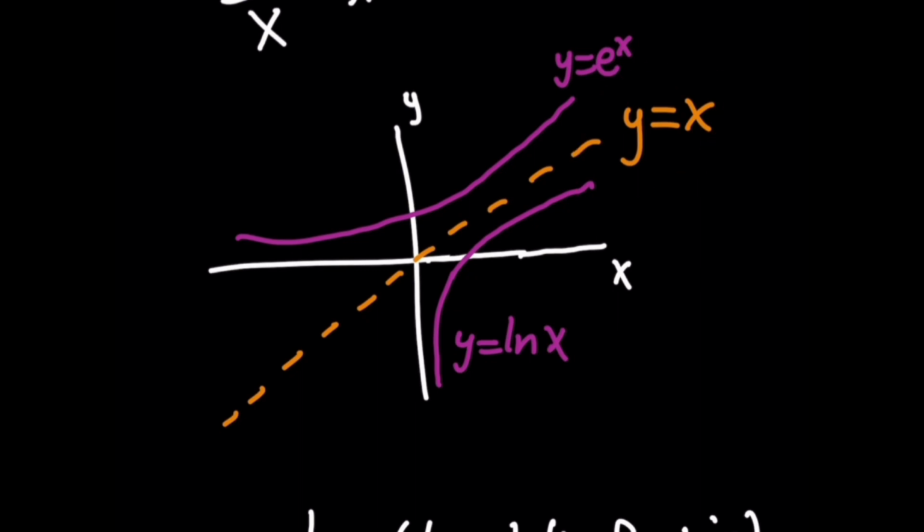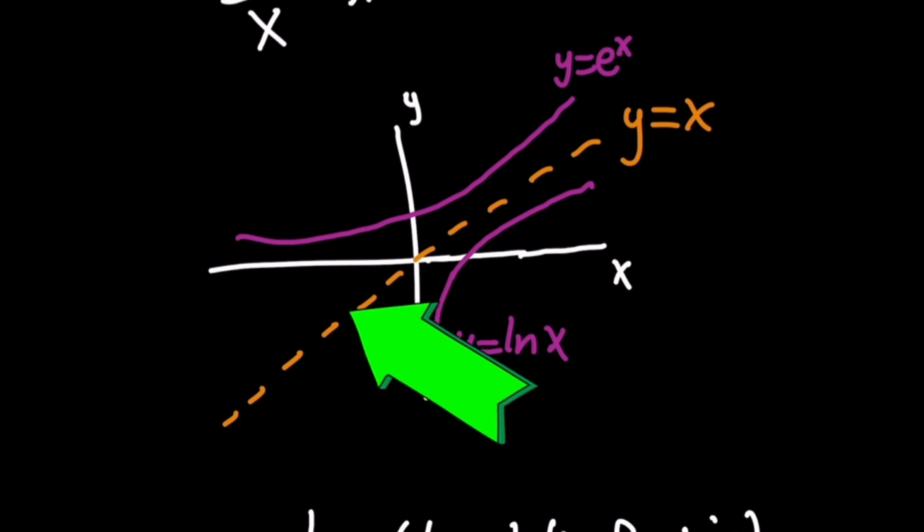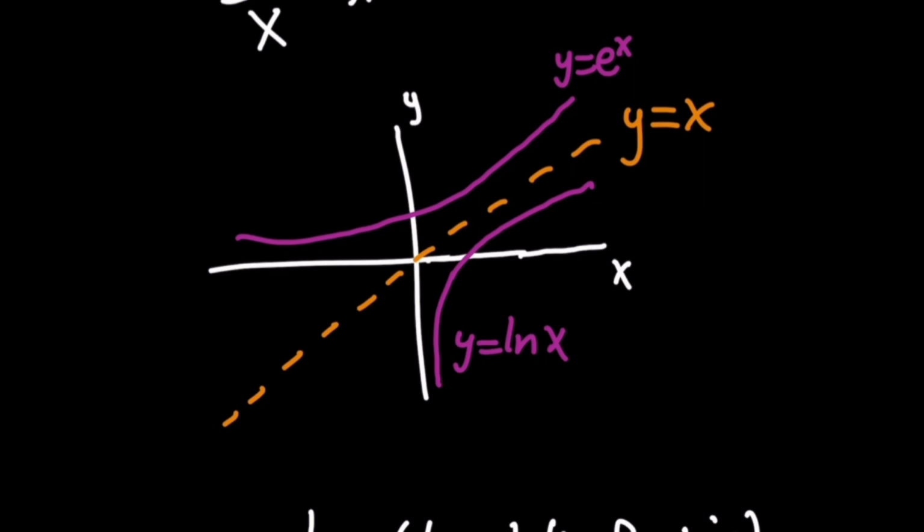Can you think of any functions where they would have symmetry over this line when finding the inverse? Now, what I mean is, do they basically have a mirror image reflection over this line? Take a minute and pause the video and see if you can think of one.